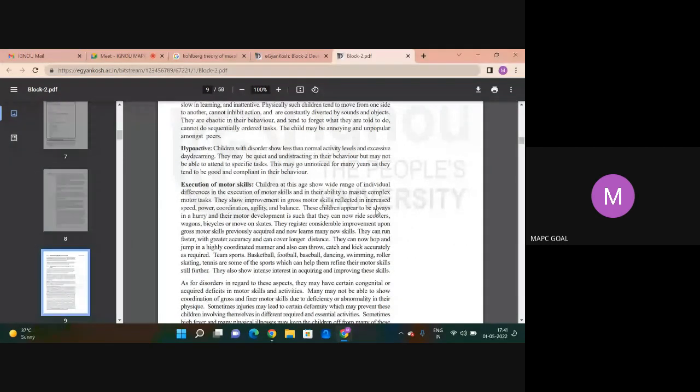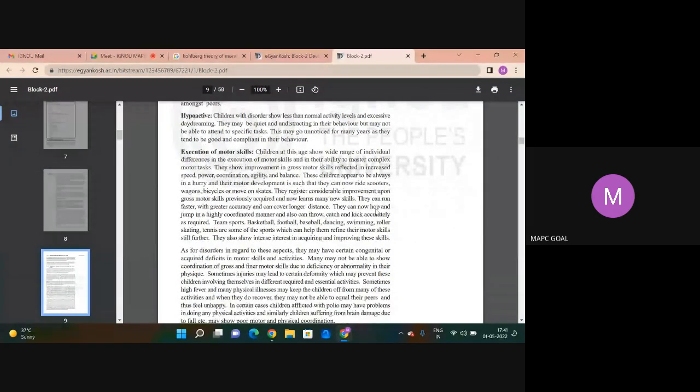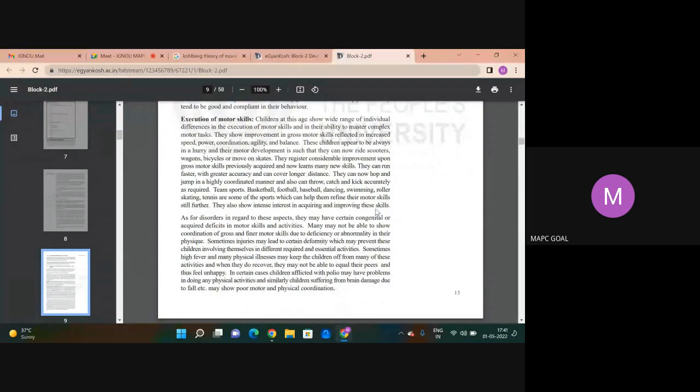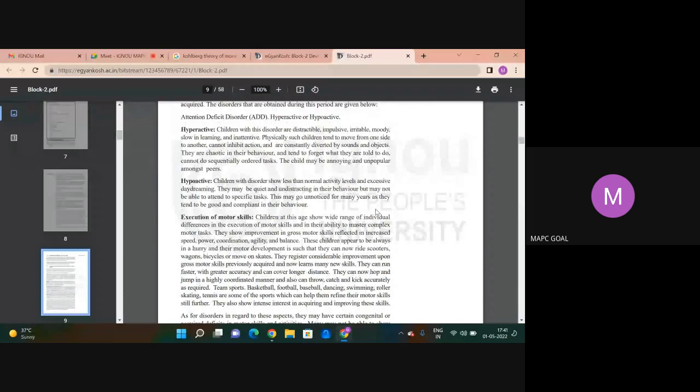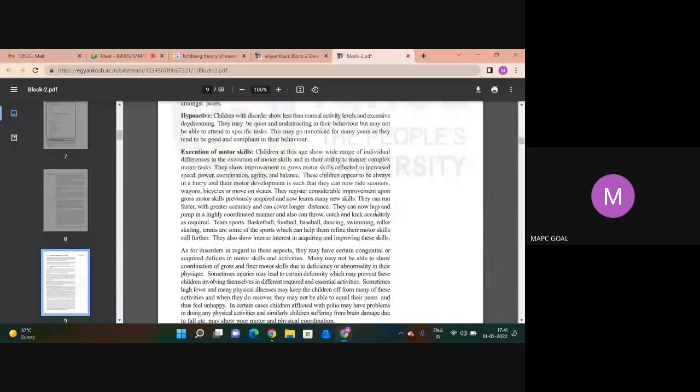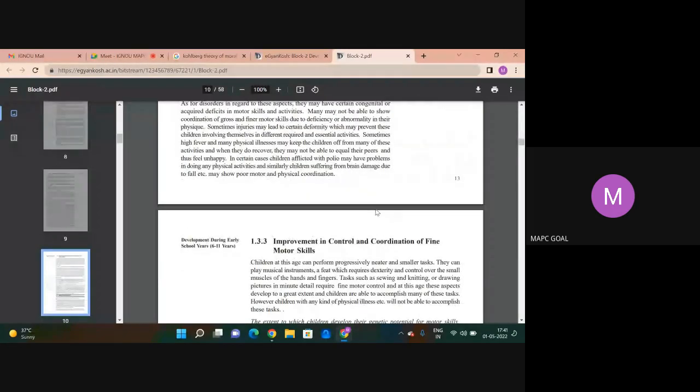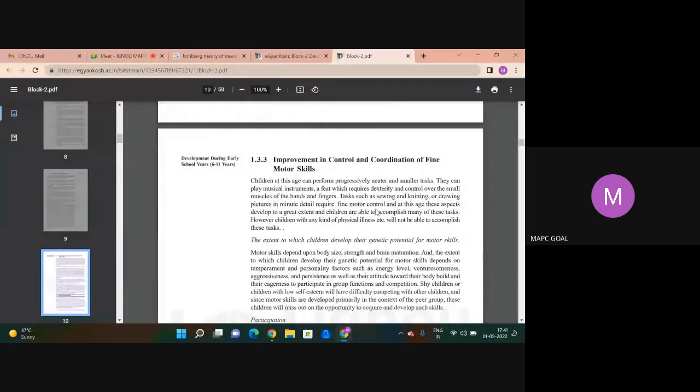Then execution of motor skills: they're not able to play, they have very little interest in certain sports activity, or they're not able to hold, or not able to improve their motor skills. So this kind of disorder, ADHD, ADD, attention deficit disorder, is a very common phenomenon in young kids these days. We'll see what the brain areas responsible are, we'll see that.